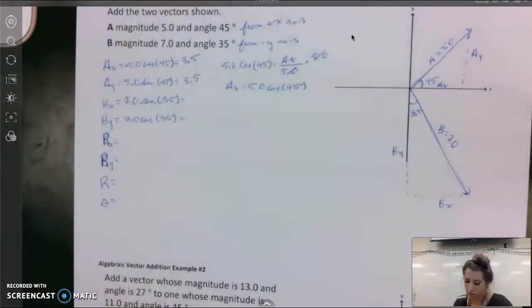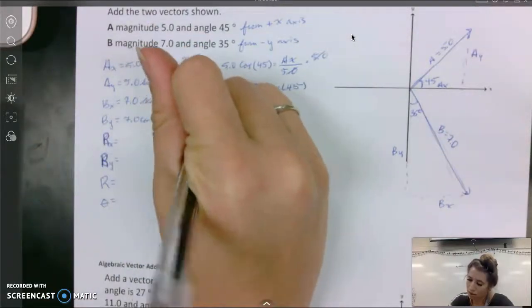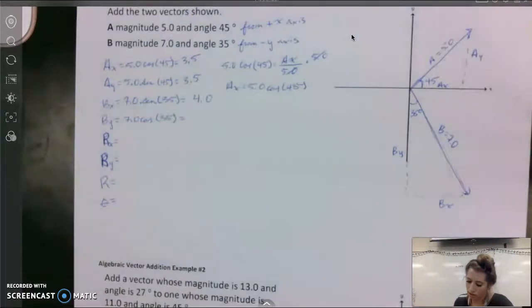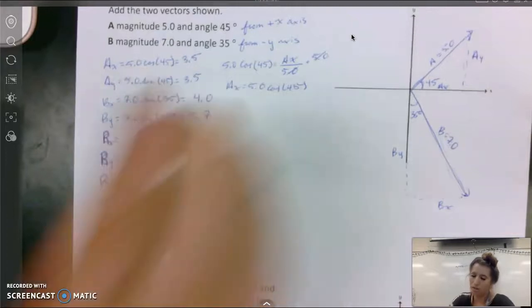All right, so I'm going to multiply those. I'm going to take 7 times the sine of 35, and that gives me 4.0. And then I'm going to take 7 times the cosine of 35, and that's going to be 5.7.